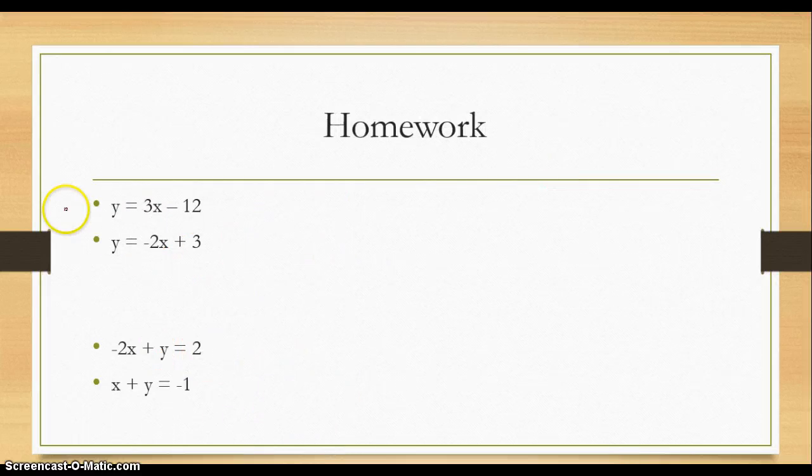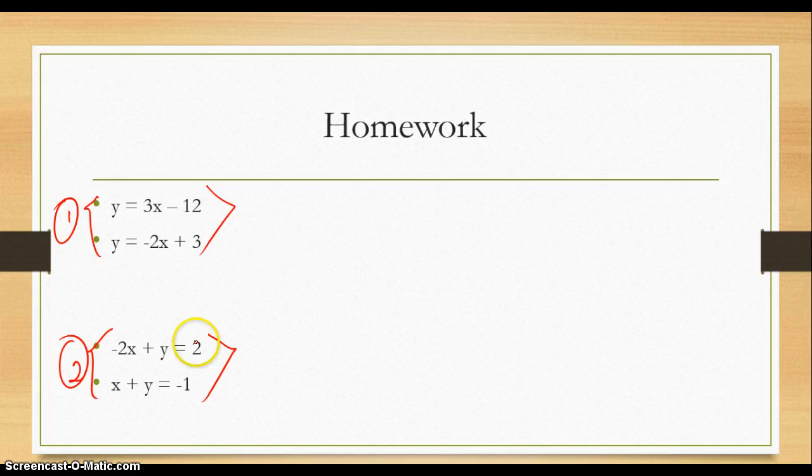Here's your homework. Problem number 1. Problem number 2. Here is your system of equations. So I should see this on a graph tomorrow. I should see it in y equals mx plus b. I should see that both of these lines are in one coordinate plane and these two lines are in a different coordinate plane, but I should see where they intersect tomorrow with an ordered pair, and that you checked it algebraically.